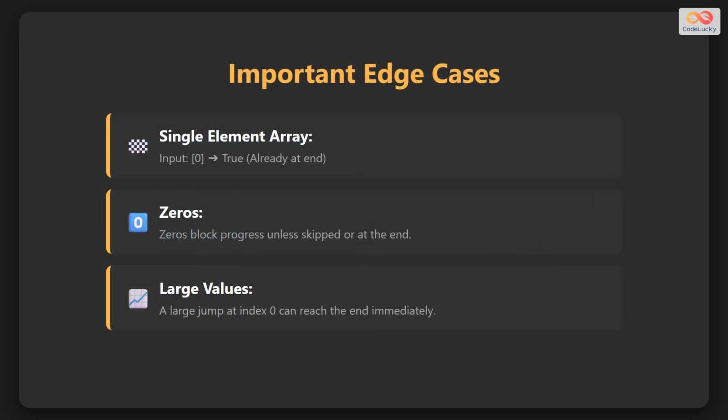Keep these edge cases in mind. If the input array has only one element, you are already at the last index, so the answer is true. If the array contains zeros, they act as blockers unless you can jump over them. And of course, large values at the start can allow you to jump directly to the end.